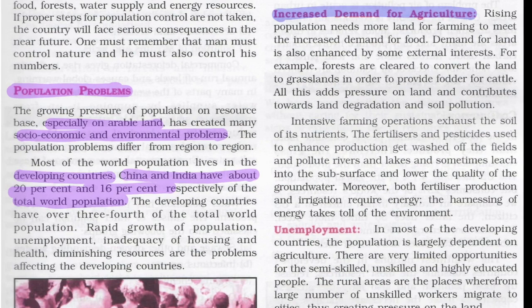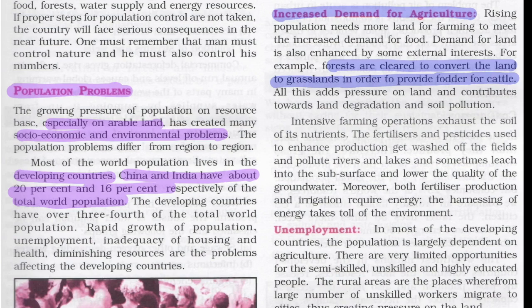Increased demand for agriculture. As the population grows, there is a demand for farming to meet the food demand. Demand for the land is enhanced by external interests. For example, forests are cleared to convert the land to grasslands in order to provide fodder for the cattle. Intensive farming operations exhaust the soil of its nutrients.